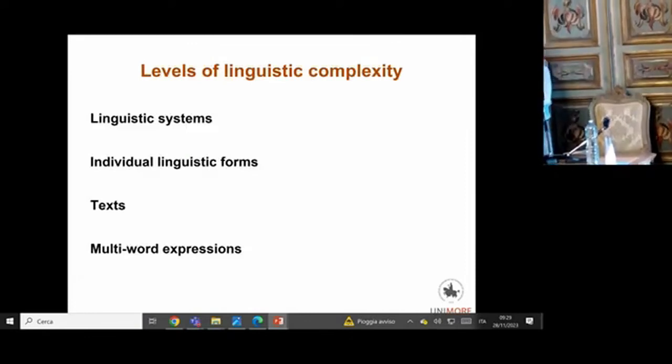Okay, let's talk about different levels of linguistic complexity and give some examples, starting from linguistic system to individual linguistic forms, text, and multi-word expressions, which I haven't really worked on myself, but we're struggling with the complexity of multi-word expressions, me and Bram Butka and Alex Sauser. So I'd be very happy to hear your opinion on this.